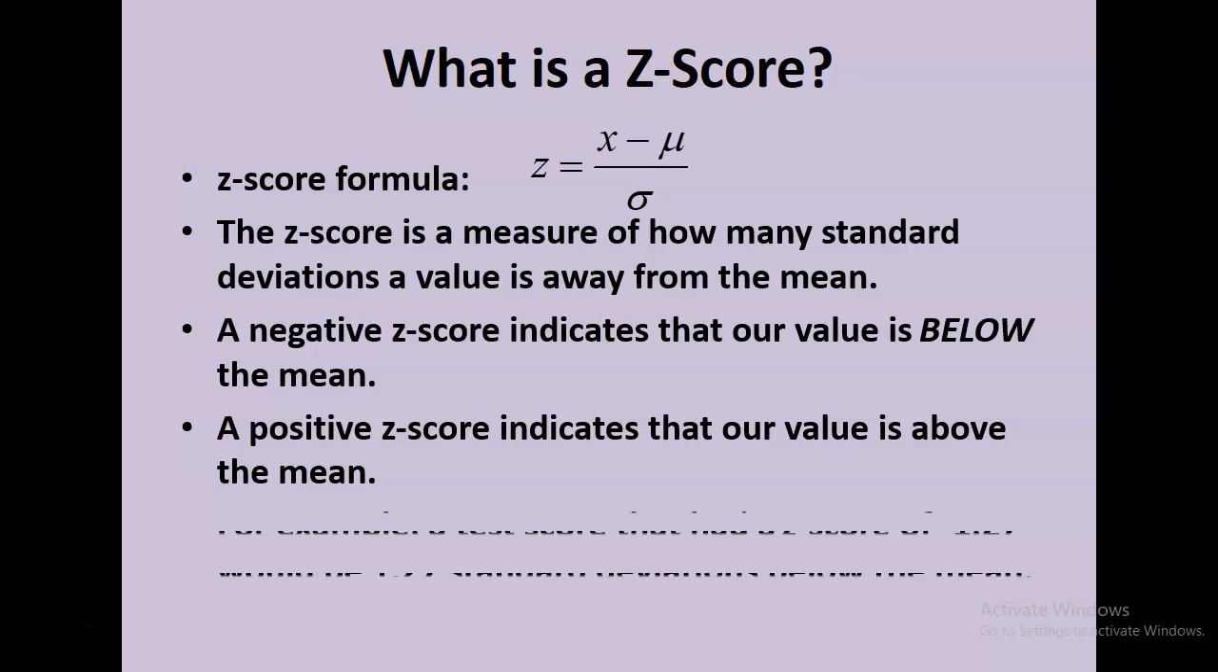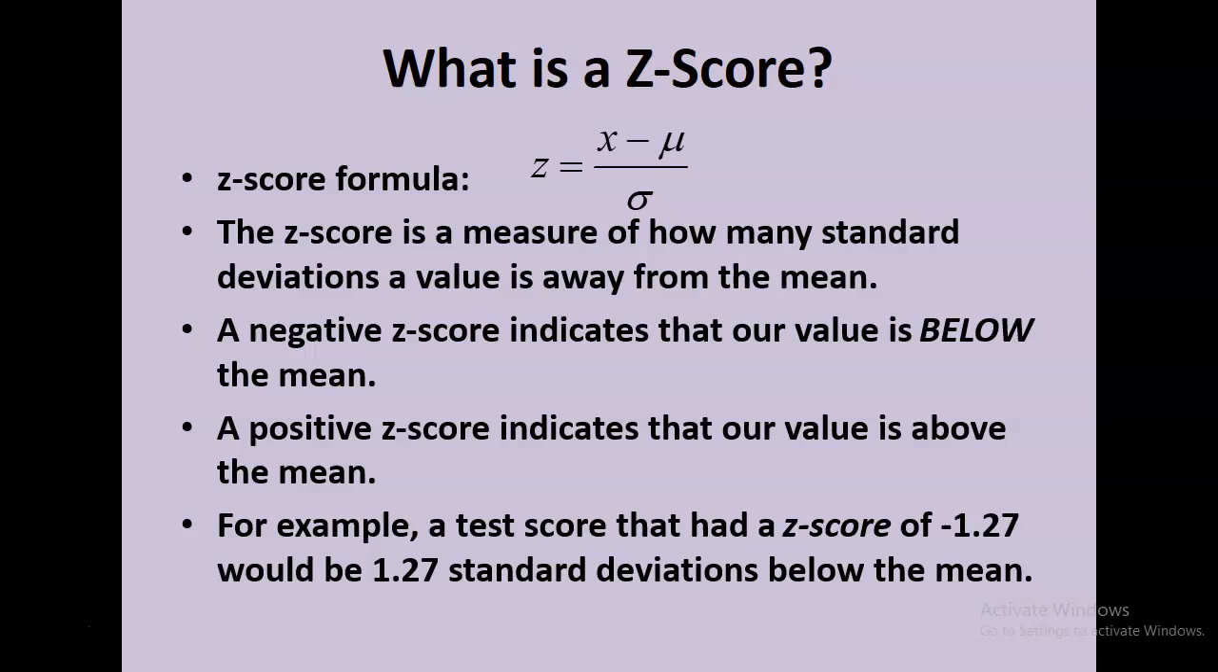So for example, if we took a test and our test score had a Z of negative 1.27, that would indicate to us that whatever score that is, it was 1.27 standard deviations less than the mean. So it's a little bit below average. Actually, in this case, that would be quite a bit below average. Negative 1.27 would be more than a whole standard deviation.